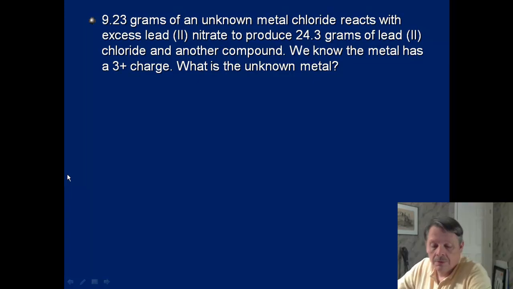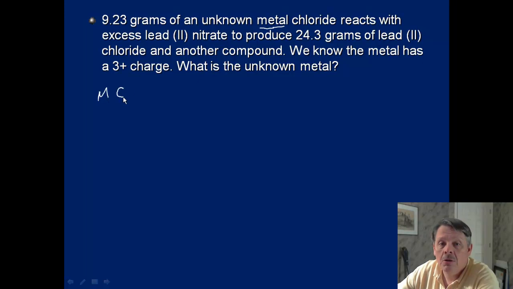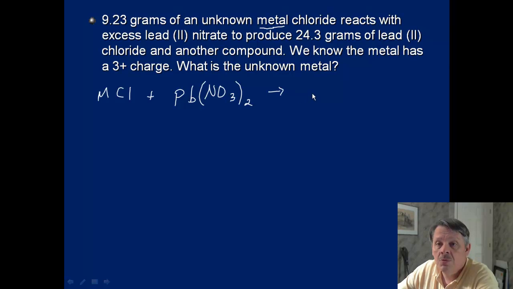You're starting with 9.23 grams of an unknown metal chloride. Well, because I don't know what the metal is, it's just some metal, I'm going to call it M for right now. So I've got a metal chloride that reacts with excess lead 2 nitrate, Pb(NO3)2, and it said lead 2, that means lead has a +2 charge. Nitrate we know has a -1 charge, so that's Pb(NO3)2. To produce 24.3 grams of lead 2 chloride, well that's PbCl, and chlorine has a -1 charge, lead has a +2, so it's PbCl2. And another compound.